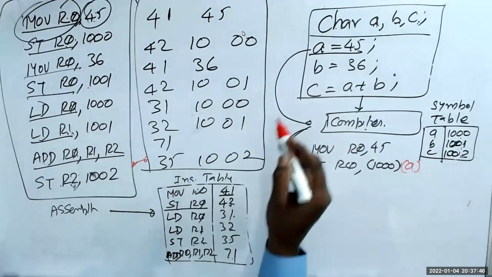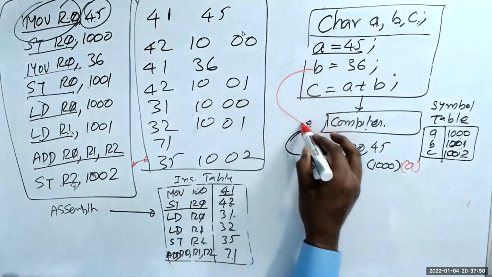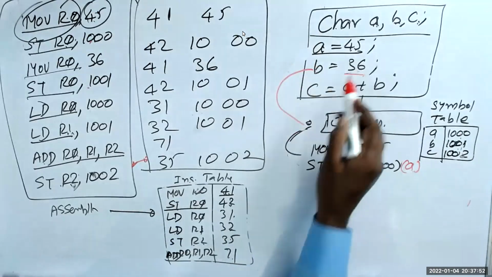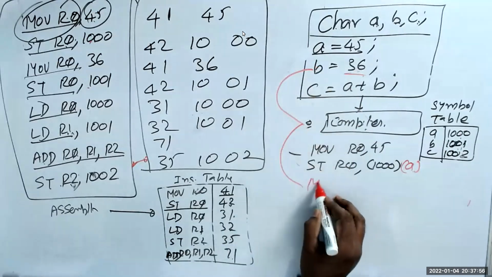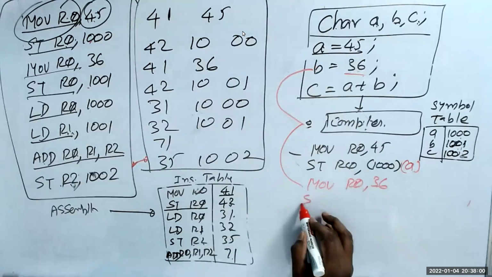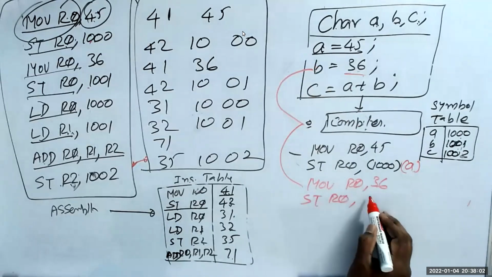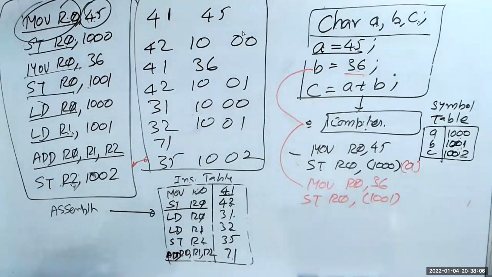Then it takes the next line. B equal to 36. So what it does, it converts to move R0, 36, store R0, 1001. That is nothing but B.